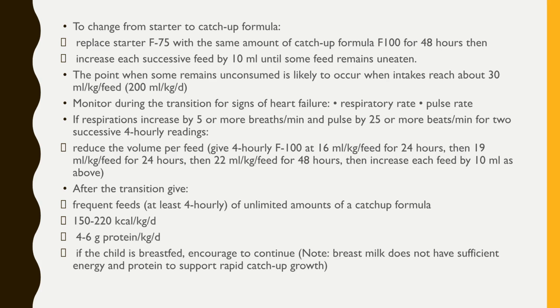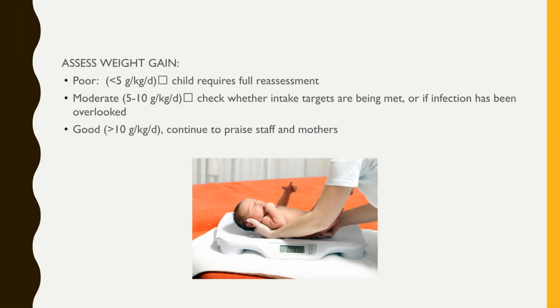Monitor for signs of heart failure during this transition, like increased respiratory and pulse rates, and reduce the volume if these signs appear. Assess weight gain to monitor recovery. Good gain is more than 10 grams per kilogram per day. Moderate gain is 5 to 10 grams per kilogram per day, requiring a check on intake targets or infections. Poor gain, less than 5 grams per kilogram per day, necessitates a full reassessment.